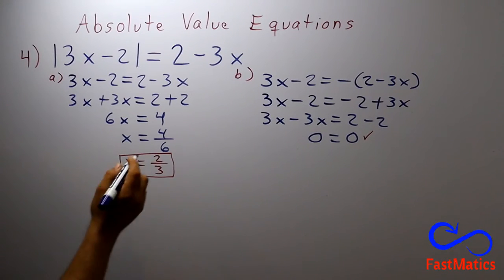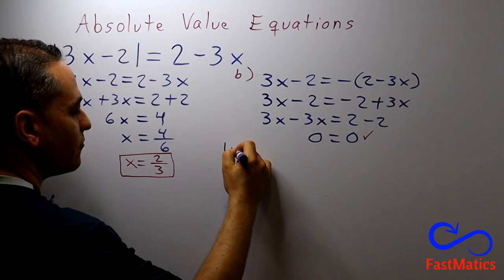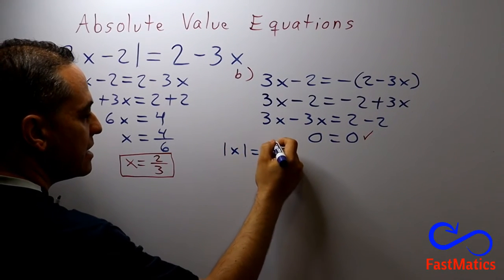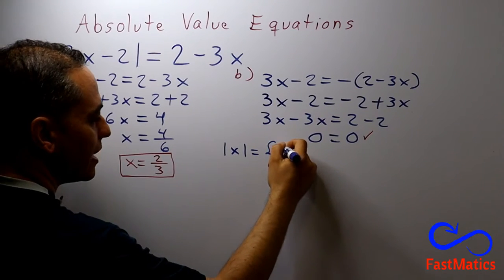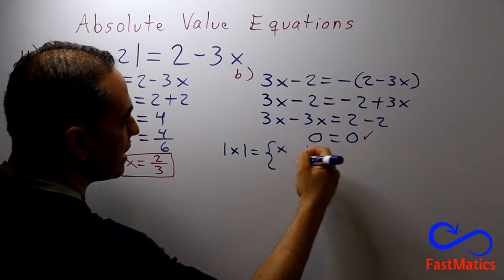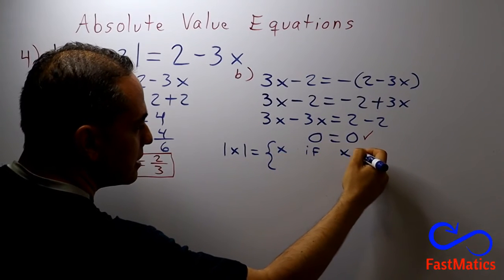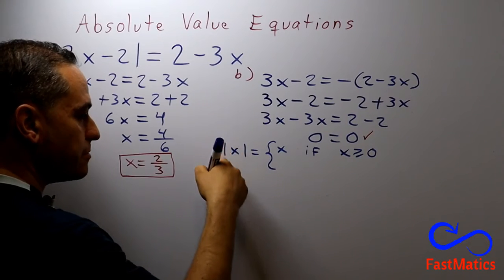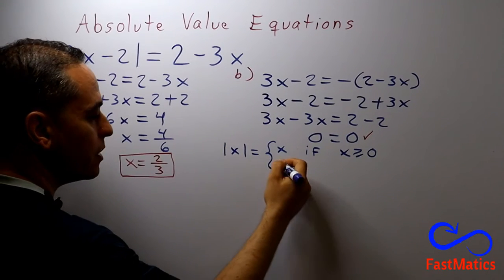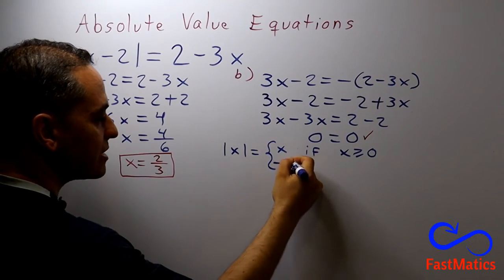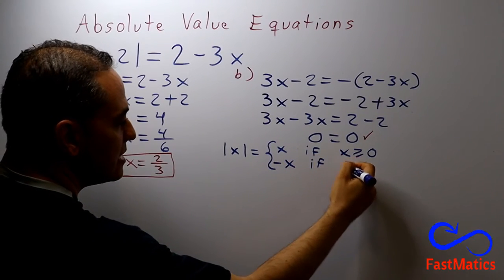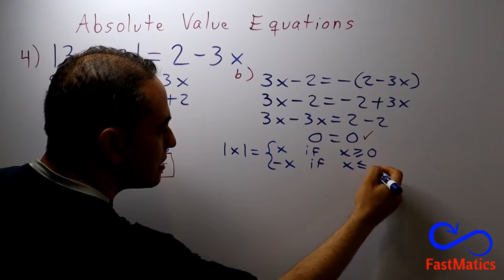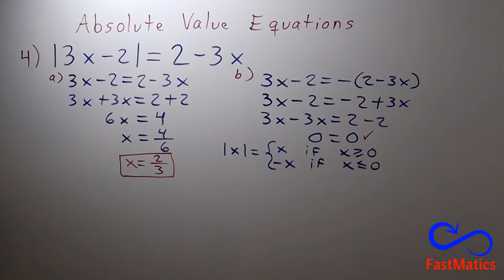Remember one thing. When you have the absolute value of x, this will be equal to x if this expression is greater than or equal to 0. But the absolute value of something will be negative x if this expression that is inside the absolute value is less than or equal to 0.